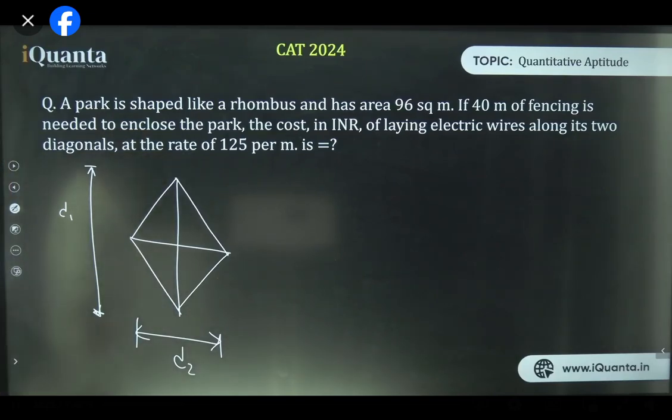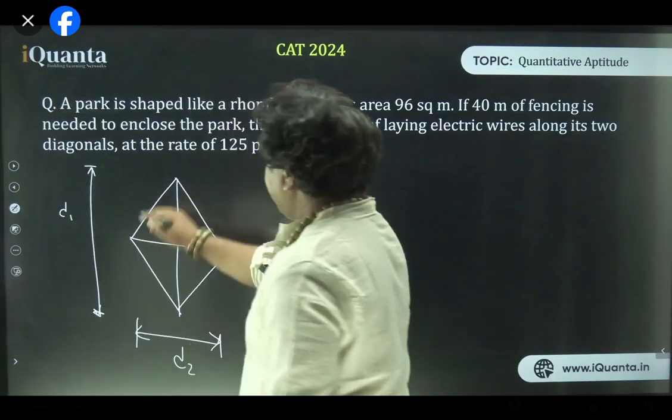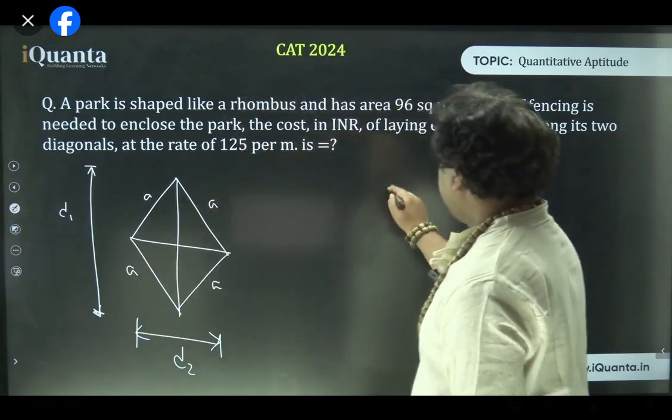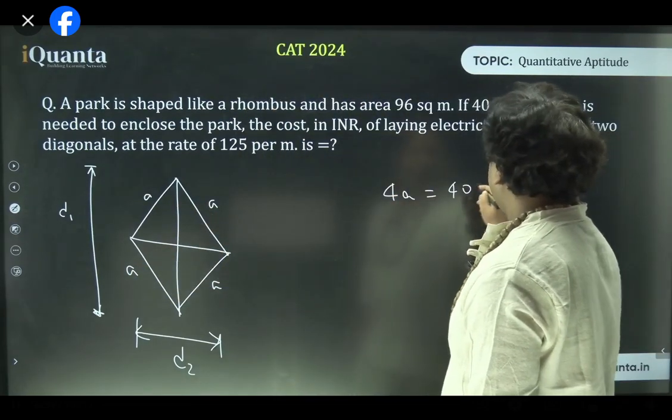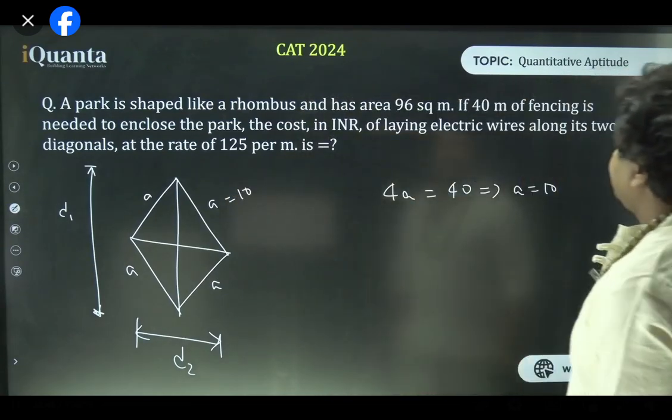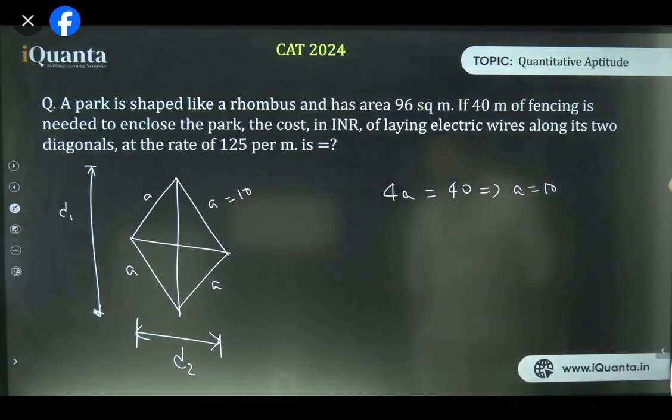40 meter of fencing is required. What does that mean? That means the perimeter. If I assume the sides to be a each, that means 4a is equal to 40, which means a is equal to 10, right? That's what you understand. Clear?